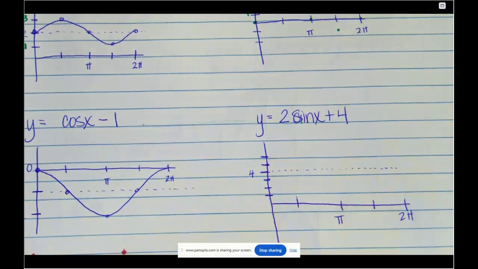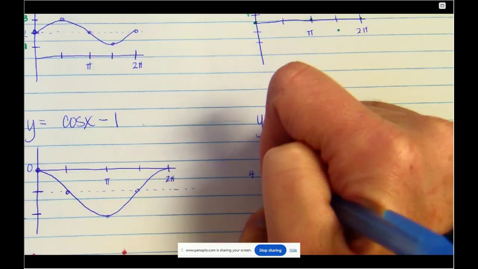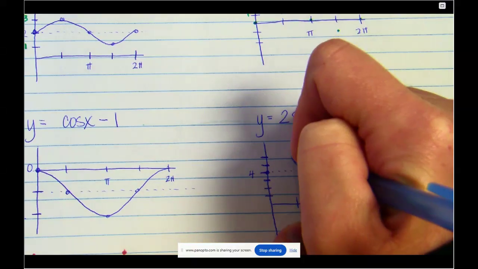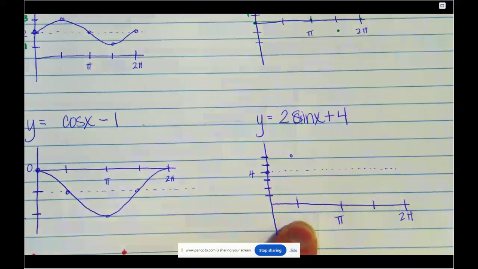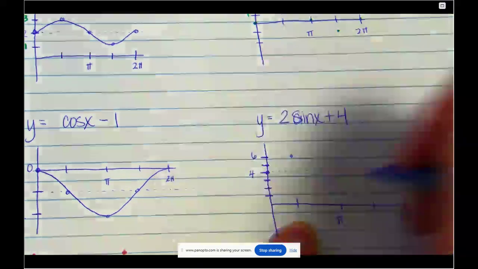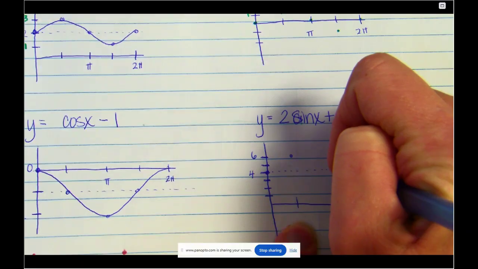What's the amplitude on this guy? 2, which means that sine, he's going to start at his middle, and he's not going to go up 1. He's going to go up 2 because the amplitude is 2. So I'm starting here at 0, and then I'm going to go up 2. So that puts my maximum at what? 6.